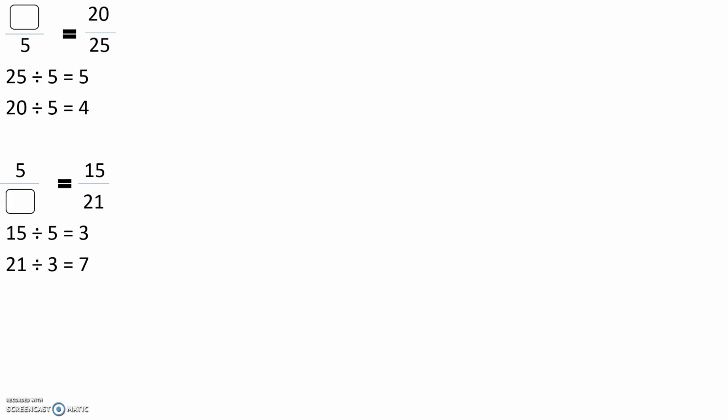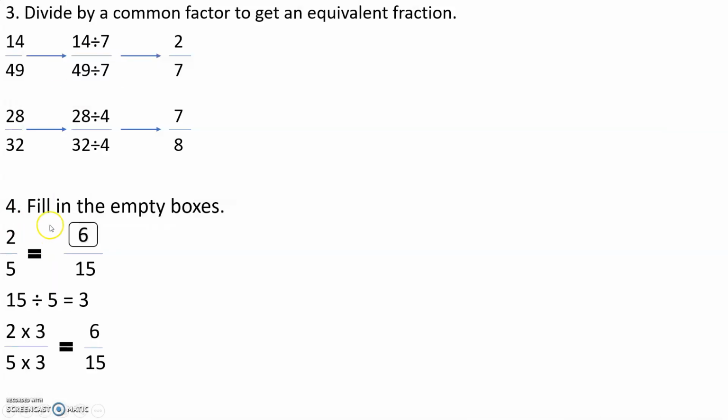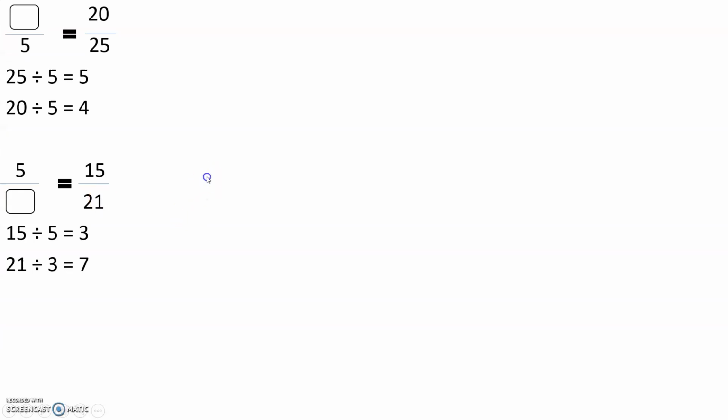See children, when we need to find out here, see, we are finding a bigger number. So I'll multiply it. And here we need to find a smaller number. So we will divide it. One more division ka example. 5 upon dash is equal to 15 upon 21. So we'll divide this 15 by 5. So 15 divided by 5 gives you 3.